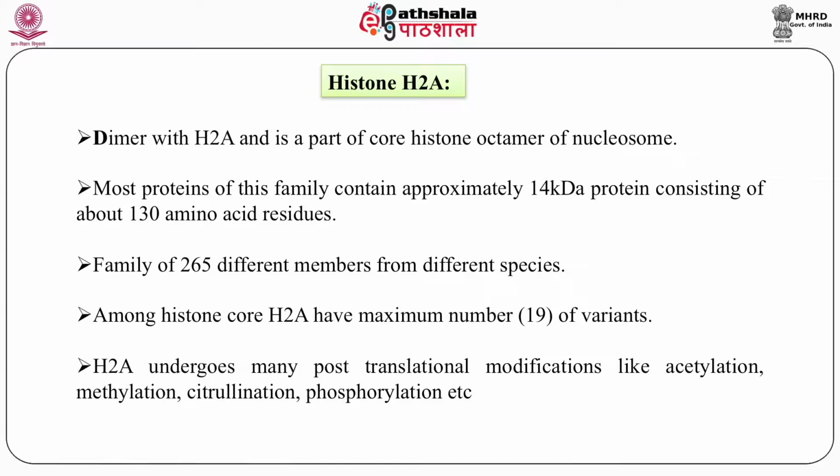Most of the proteins of this family are approximately 14 kilodalton, consisting of approximately 130 amino acid residues. Histone H2A is a family of 265 different members from different species. Among the histone core, H2A has the maximum number, approximately 19 variants. H2A undergoes many post-translational modifications like acylations, methylations, citrullination, phosphorylation, etc.